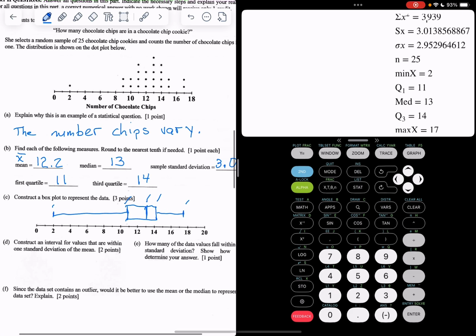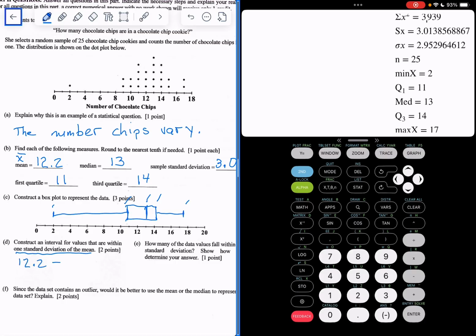All right, it says construct an interval of values that are within 1 standard deviation. So we take the mean, 22.2. I'm sorry, it's 12.2. And we're going to add the standard deviation, which is 3. And 12.2 minus the standard deviation. So this is 15.2 to 9.2, right? We only need one here, it says.